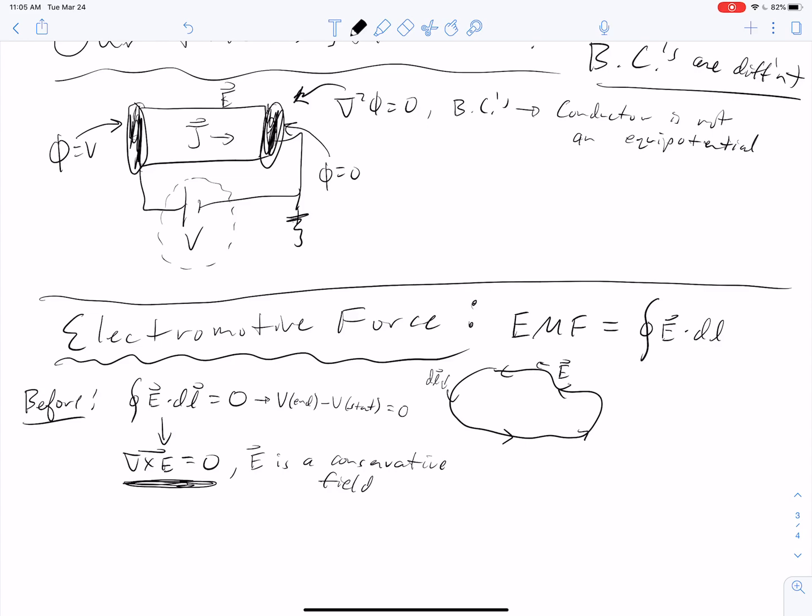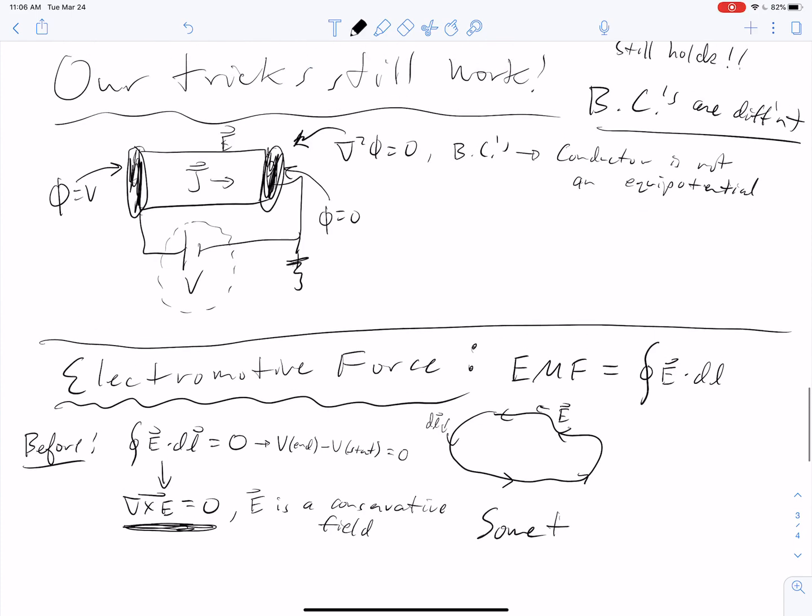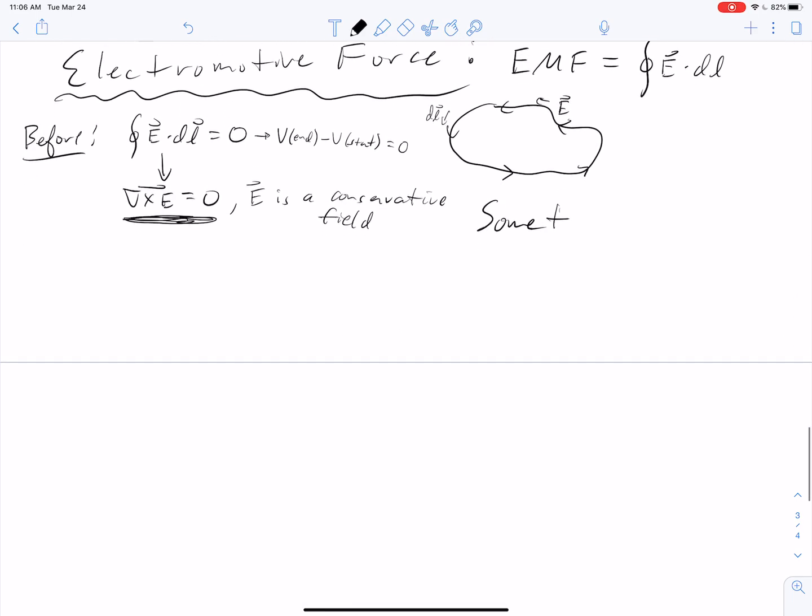And so why would we define something called EMF if we know already that the integral of E dot dl is 0? It makes no sense. It's nonsense. It's garbage. That's why I find this topic ever so slightly confusing. But it turns out that under certain conditions, EMF is not 0. Sometimes the integral of E dot dl does not equal 0. Oh my God, how can that be?